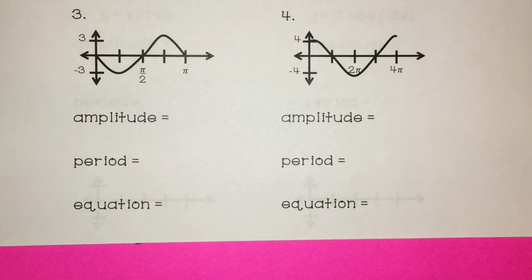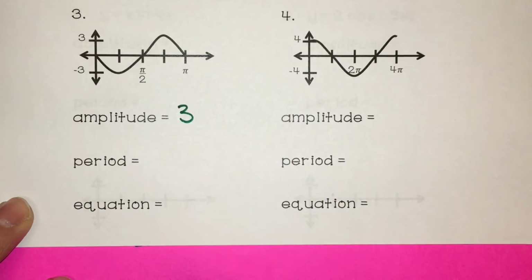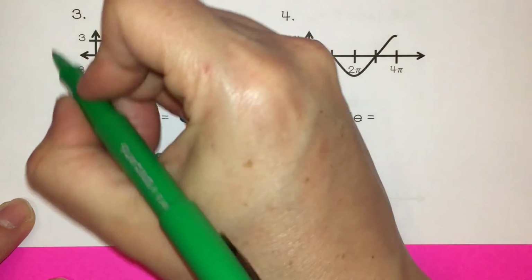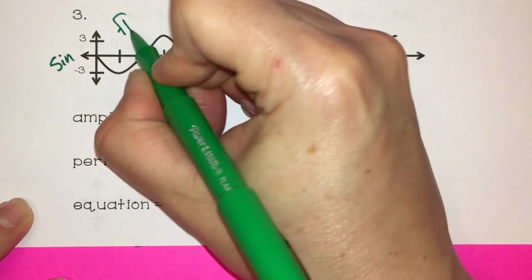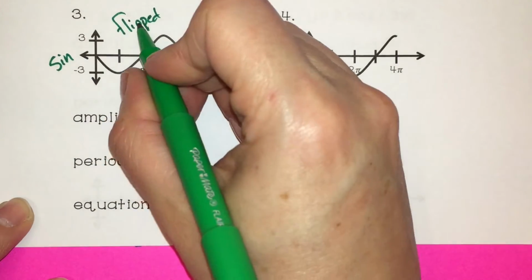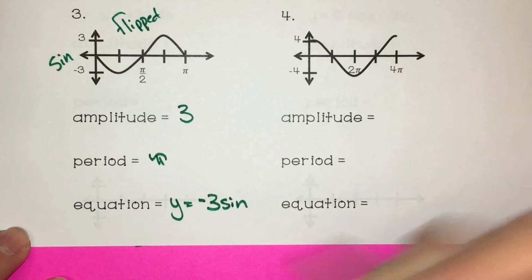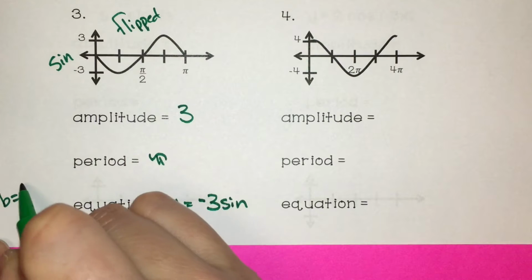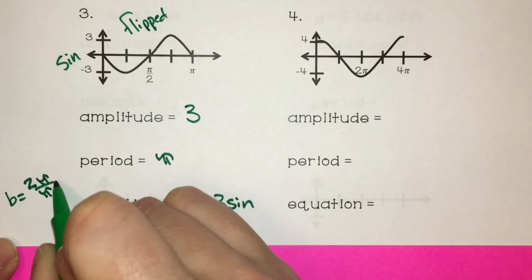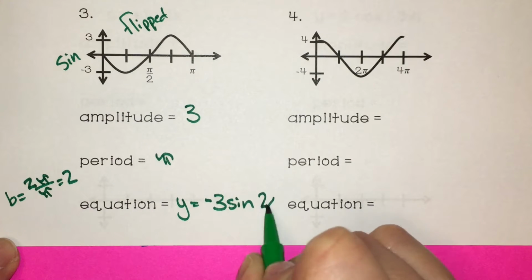All right, so first one, we know the amplitude's 3, period is pi, and this is a sine function, but it's flipped. So I know it's y equals, the flip makes it -3 sine, but I need to find what b is. So b is 2 pi over the period, which is pi, which gives me 2. So y equals -3 sine of 2x.